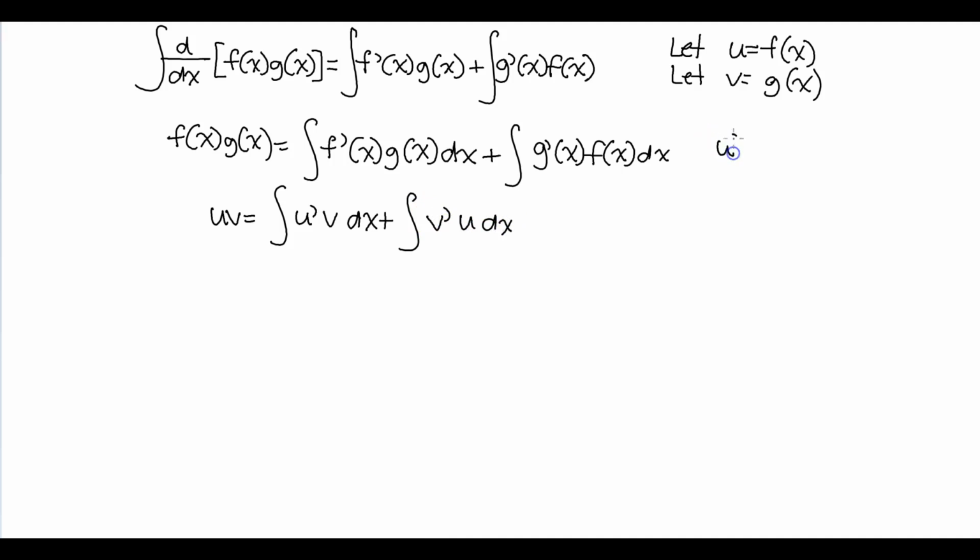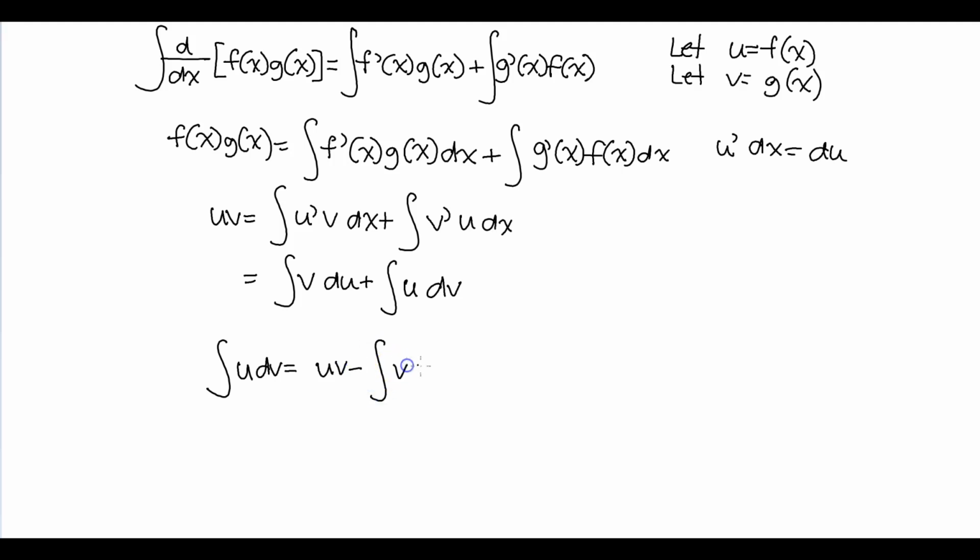Now, what is u prime dx? If you remember our lesson on differentials, that's just equal to du, because du/dx is u prime. So you can write this as v times du, and you can say the same thing about v prime dx being dv. So we get v du plus u dv. And if you subtract the integral of v du, you get the integral of u times dv equals uv minus the integral of v times du.